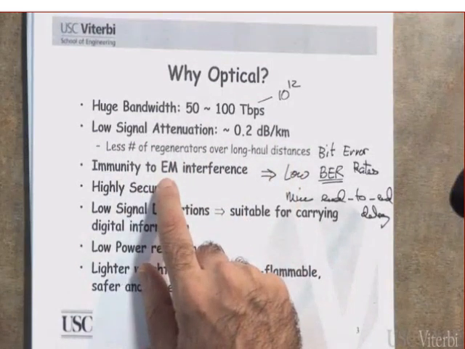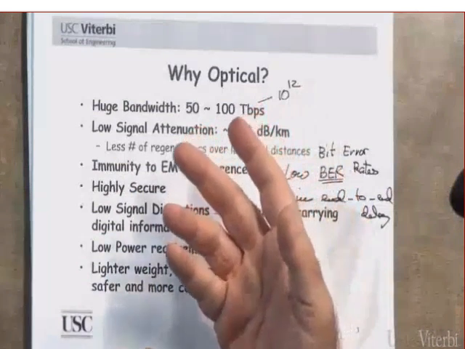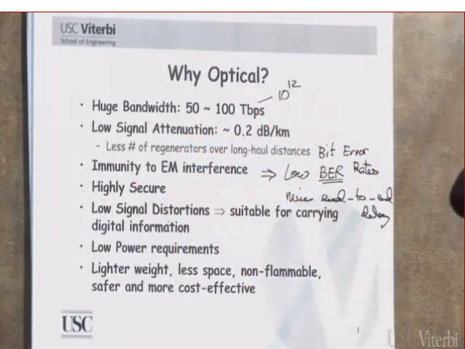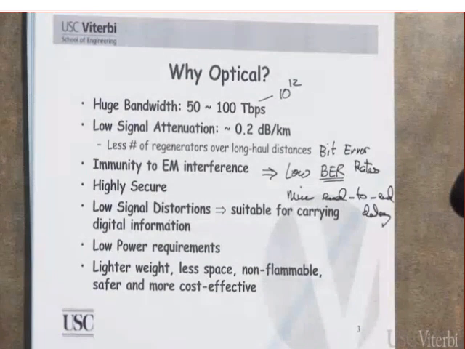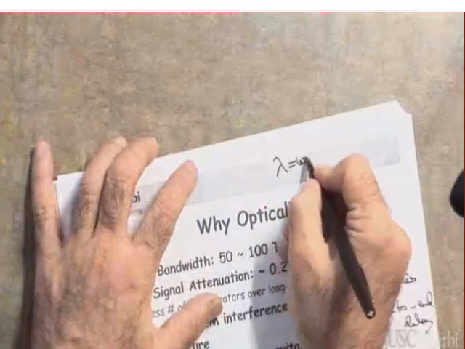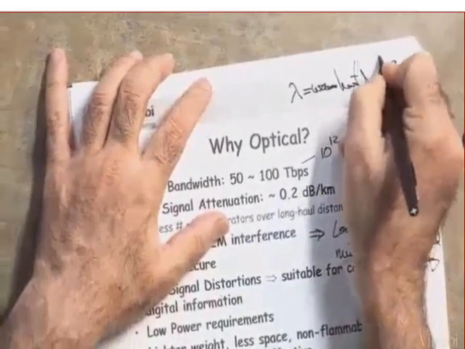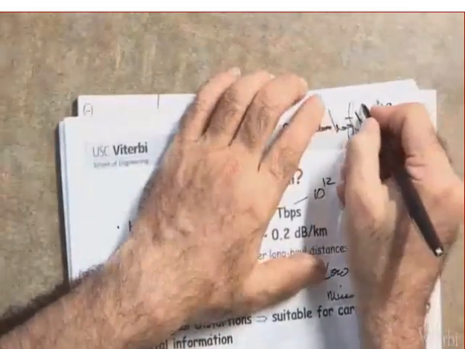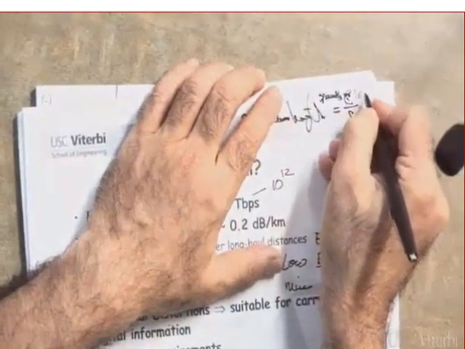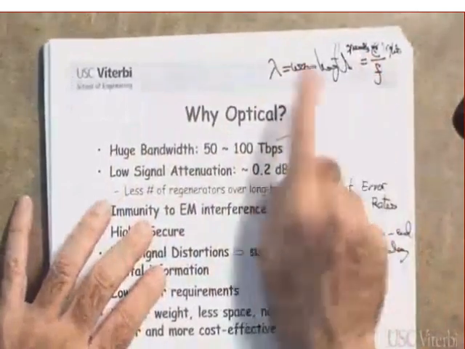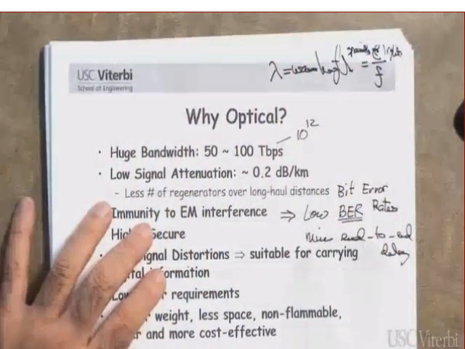Immunity to electromagnetic interference. Electromagnetic means radio signals, wireless signals, and so on. Signals that use wireless links have no effect on the fiber whatsoever. Why? The radio signals are transmitted in the RF range, whereas the optical is much higher in frequency. Remember, by the way, the wavelength lambda is equal to c over f, where c is the speed of light. So the higher the frequency, the shorter and shorter the wavelength.